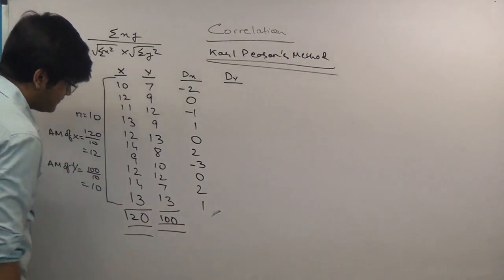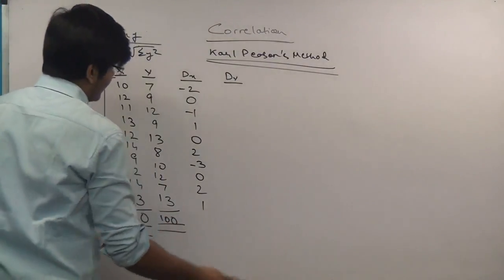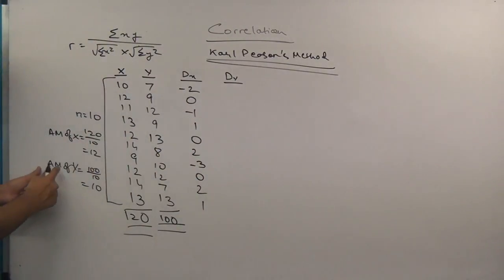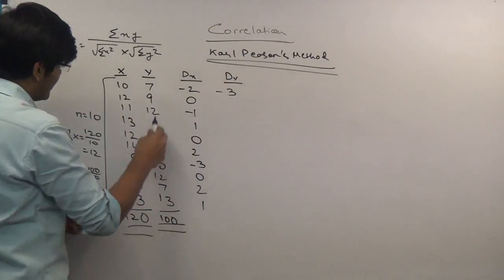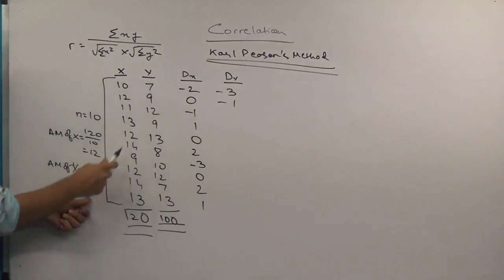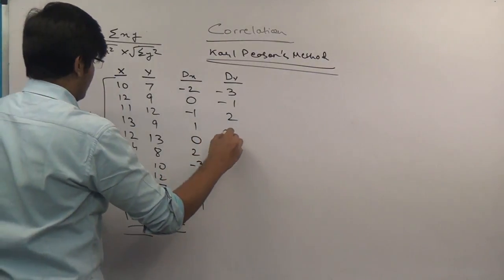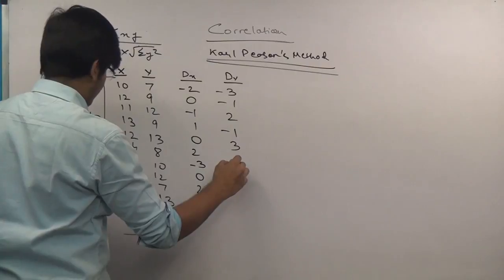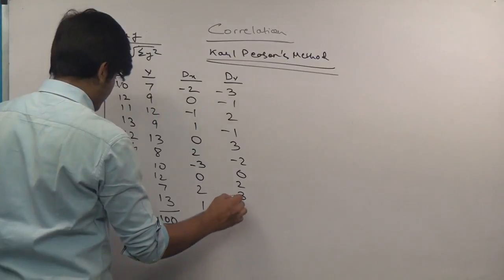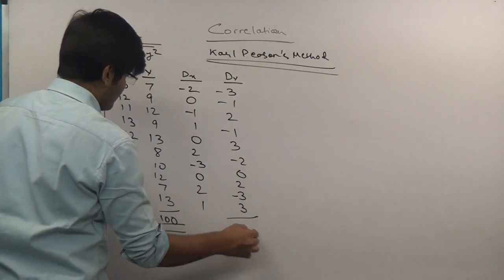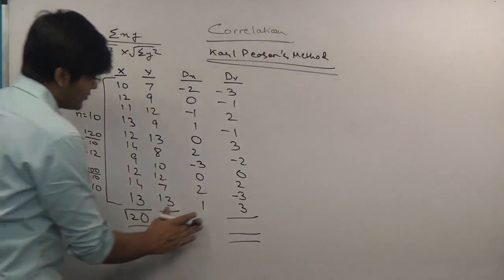Total of this thing, we'll see, this is not required. X individually is not required, total not required. Start off with Y. The arithmetic mean of Y was 10. 7 minus 10, minus 3, 9 minus 10, minus 1, so X, Y, again this total will not be required.